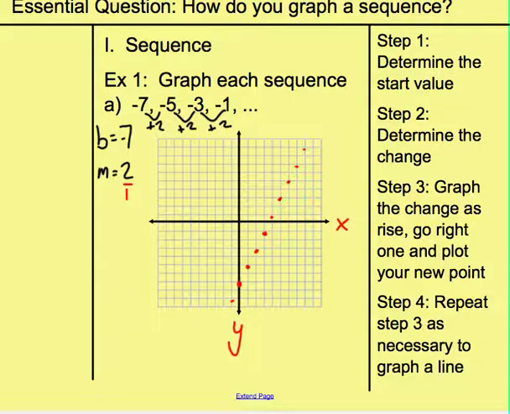And then you can also extend the pattern backwards by going down and to the left. So the more ordered pairs I have, the more likely I am to get a somewhat straight line when I graph it.